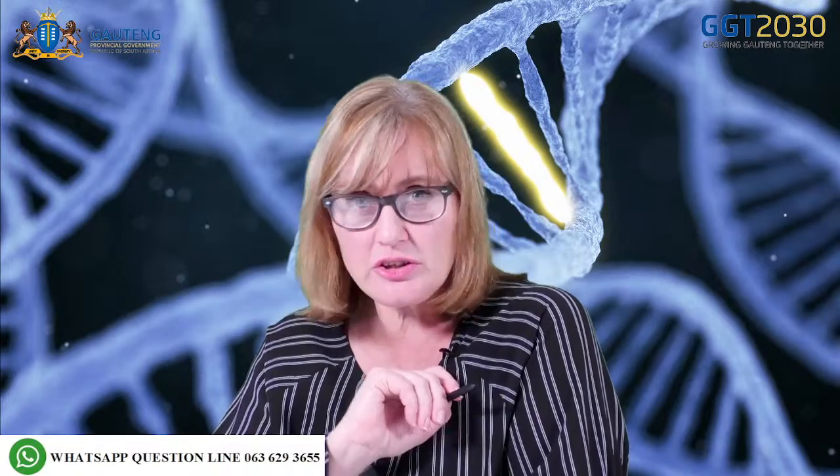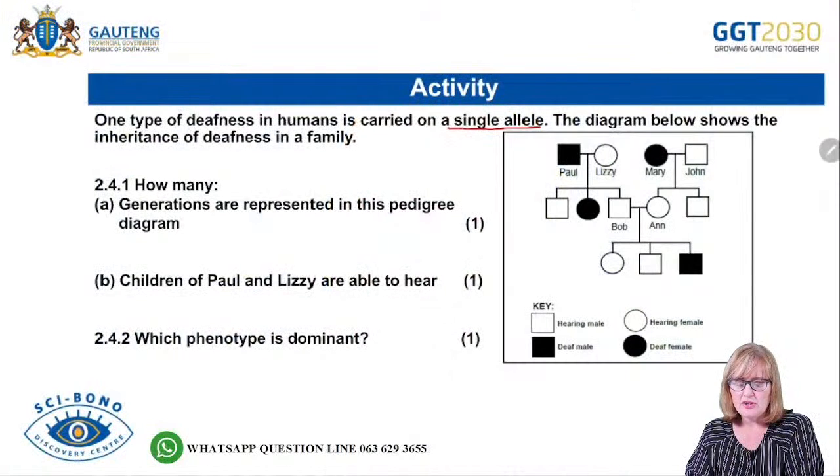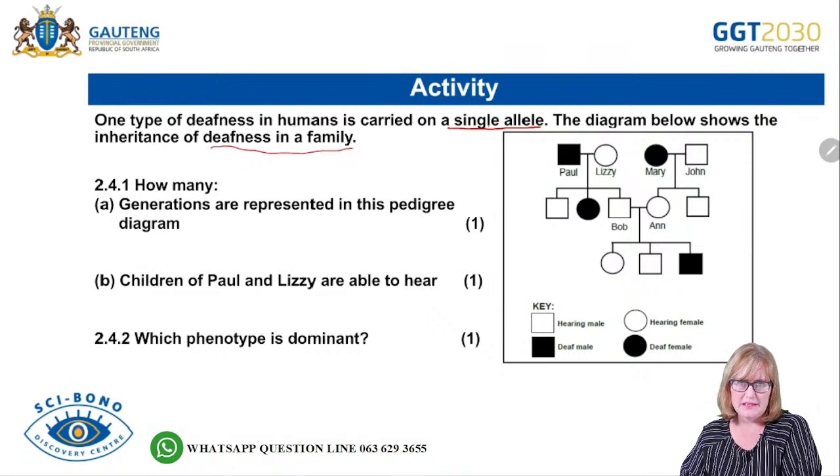So did you think about what I was asking? I was asking about, is this sex-linked? Are you going to do a lot of X and Y's here? Now let's look at the question again. One type of deafness in humans is carried on a single allele. The diagram below shows the inheritance of deafness in a family. Is there anything about sex-linked here? No. So you do not do X and Y's here at all. Okay, not at all.